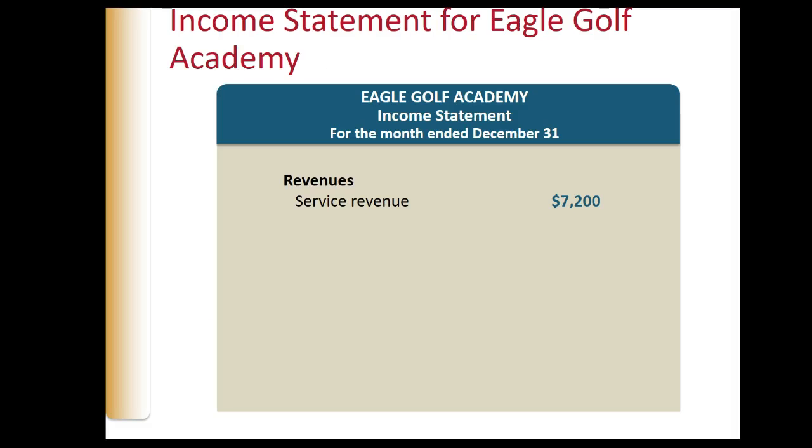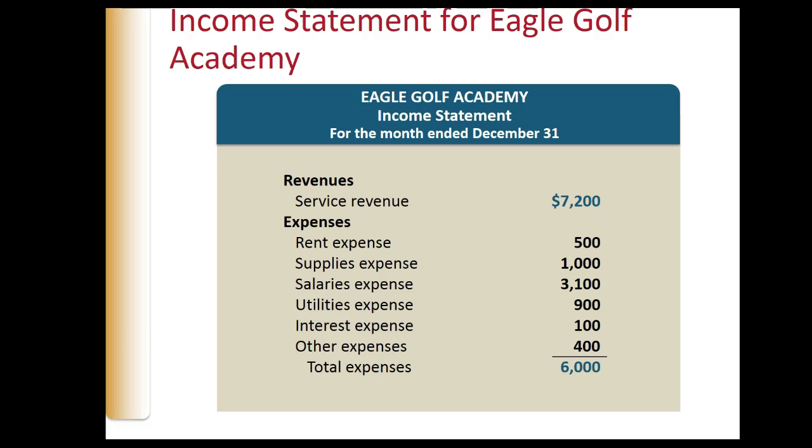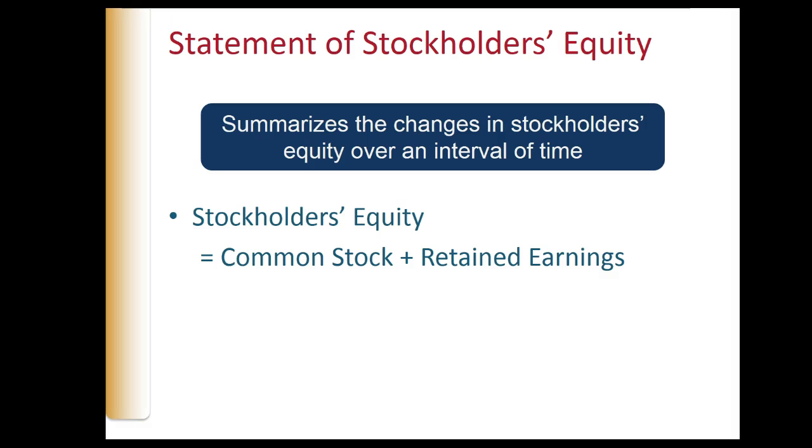So we're going to look at an income statement for Eagle Golf. As you see here, we see the revenues, we see the various expenses, and we end up with a net income, which means our revenues are greater than our expenses, of $1,200. This is an income statement.